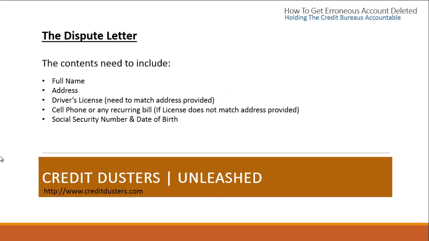So let's talk about the dispute letter. The contents need to include the full name, the address, and driver's license, and the driver's license needs to match the address provided. If it does not match the address provided, you'll need to bring in some additional documentation. You're going to need to bring in a cell phone or some kind of recurring bill that has your name and your address listed on there. It's not to say that if you don't have those items that they're not going to follow through with your investigation, but you may not receive the information that you need in order to follow through. In other words, make sure, as best as you can, that those addresses are connected. You're also going to need your social security number and date of birth.